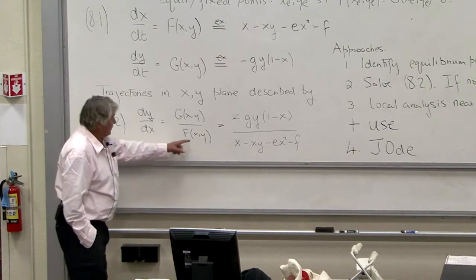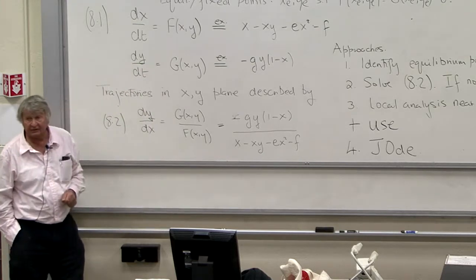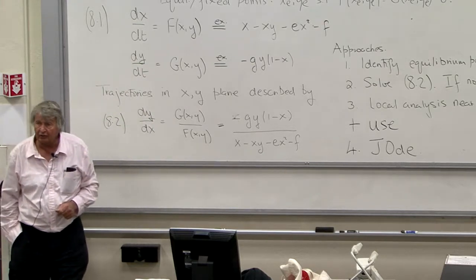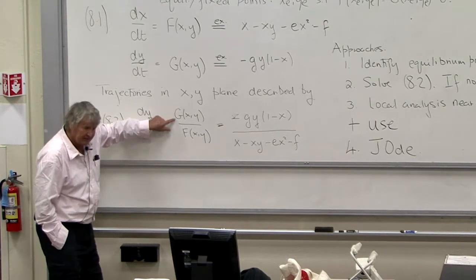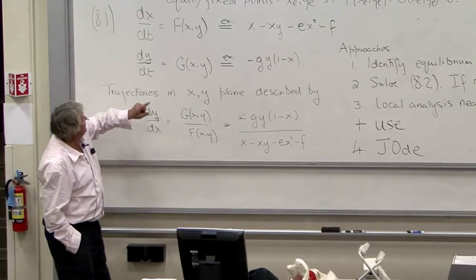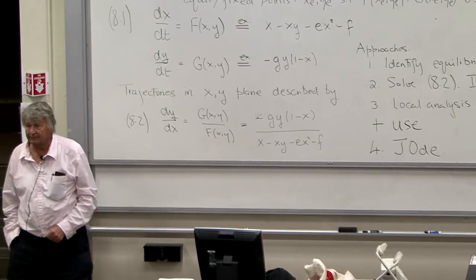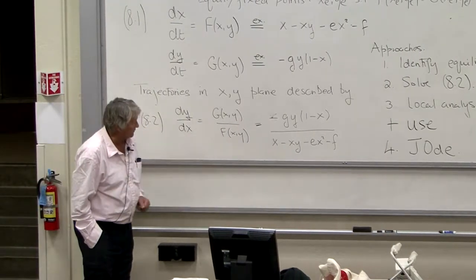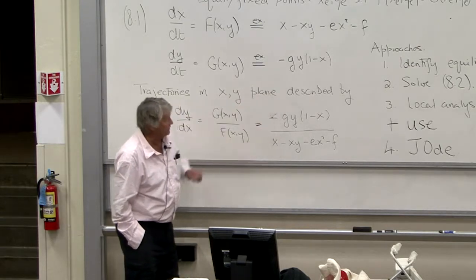Those curves are described by this equation. This equation is derived from these essentially by using the chain rule. dy by dx is dy by dt, dy by dt is g, times dt by dx. But dt by dx is 1 over dx by dt, which is 1 over f. So that's how you get the g over f. Here, I've just put down what they are in the case of the example.